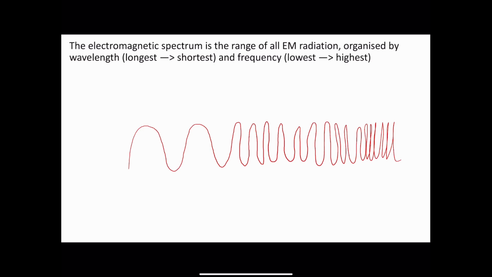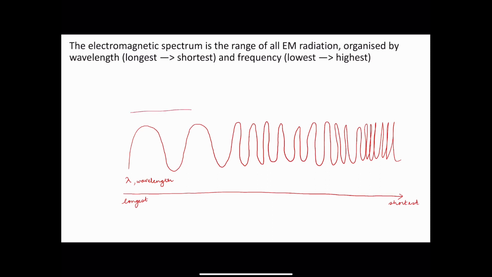Okay, so I'm going to have wavelength, which remember we give a symbol of lambda to. And that's going along the bottom. So if I draw some kind of axes on here, that way, and that's the longest to the shortest.